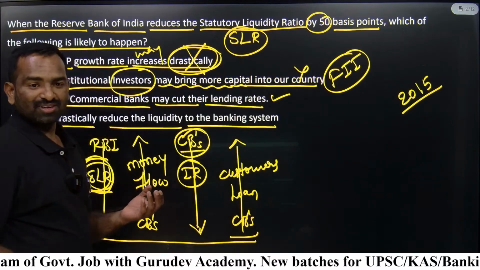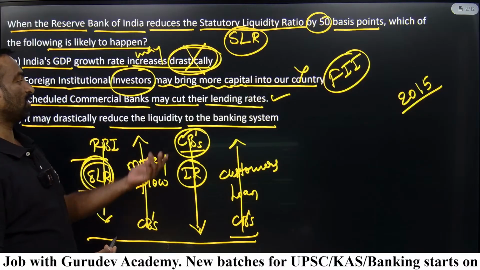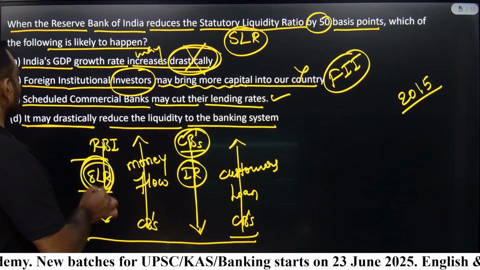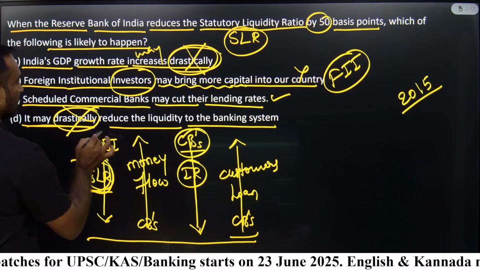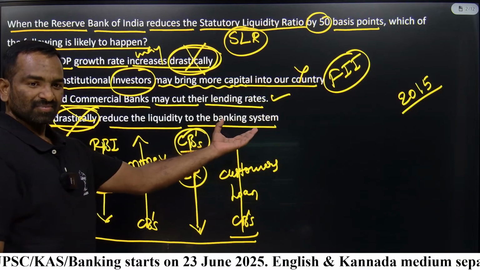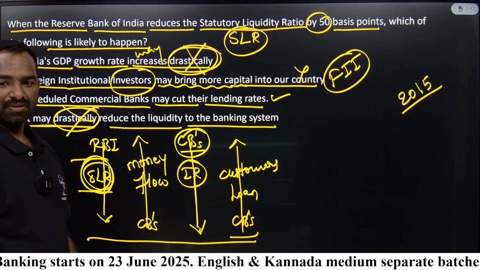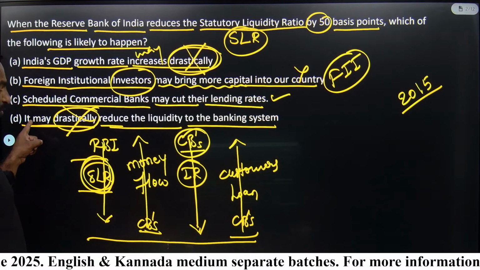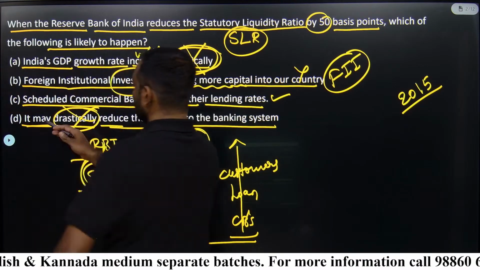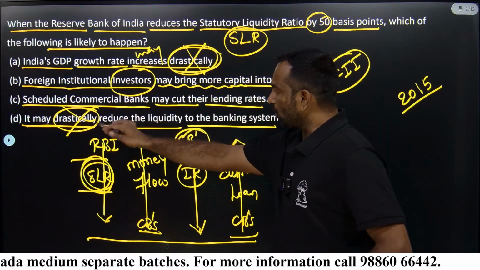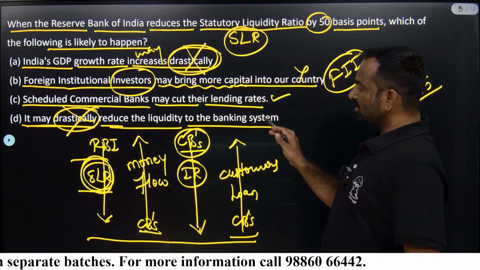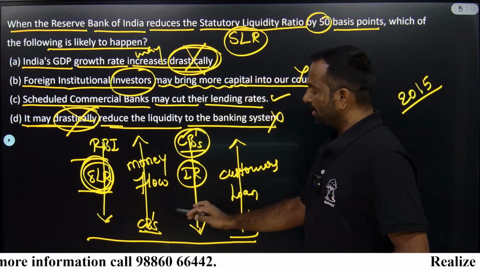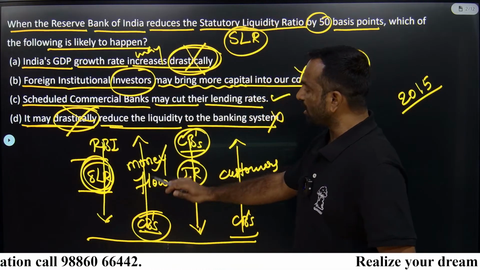There is no need to read or understand the next option, okay. It may drastically, again there is a word called drastically, again wrong, drastically reduce the liquidity into the banking system. Is this true? No, not at all. The fourth option is very simple. What they are telling is that it may drastically reduce the liquidity into the banking system. No, not at all. Why? Because when the RBI decreases the SLR, the money flow will increase in the banking system.